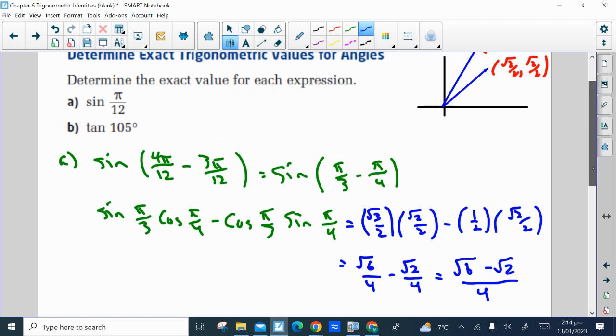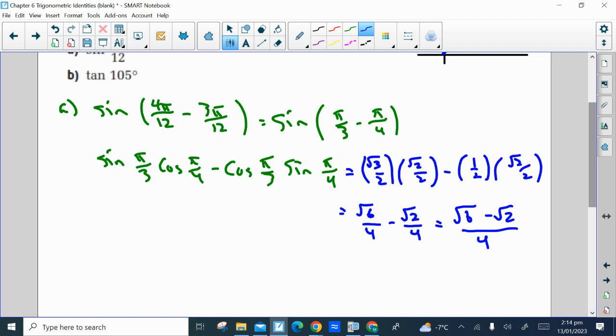All right? Question B, what about the tangent of 105 degrees?